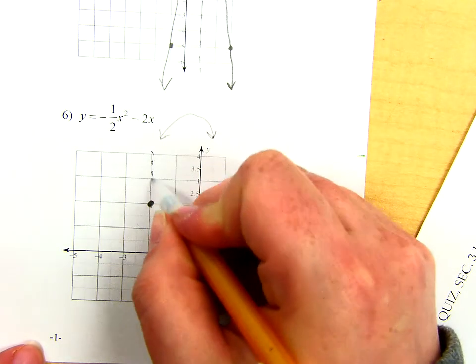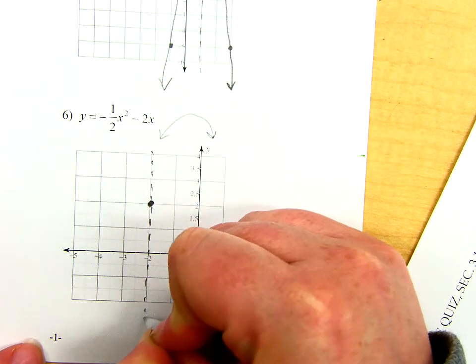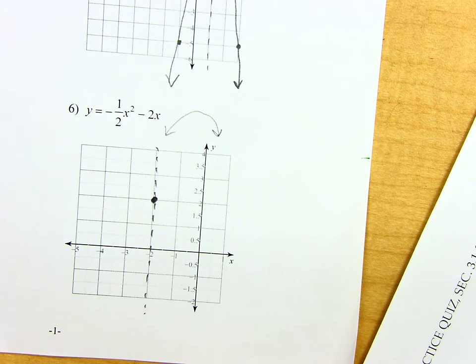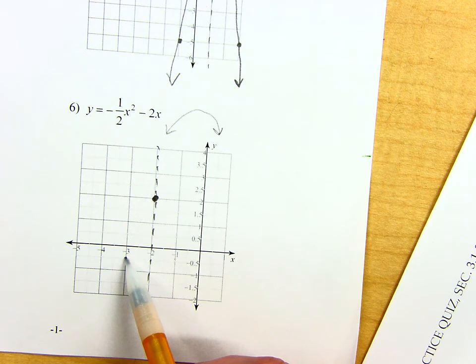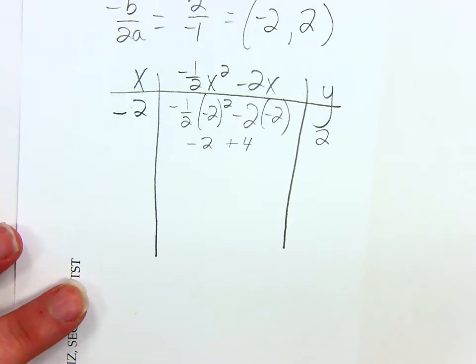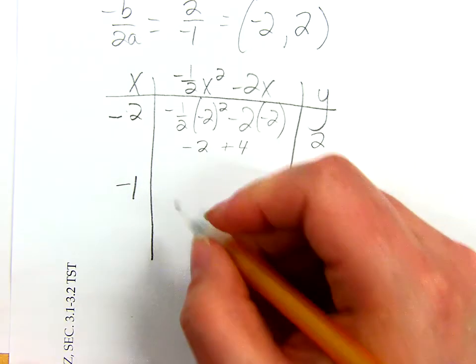Draw in your axis of symmetry so you know where to mirror everything over. And now, what are your two choices for what numbers to plug in? You can plug in negative 1 or negative 3. Either one's going to get you the same answer. What would you do? So we'll plug in negative 1.